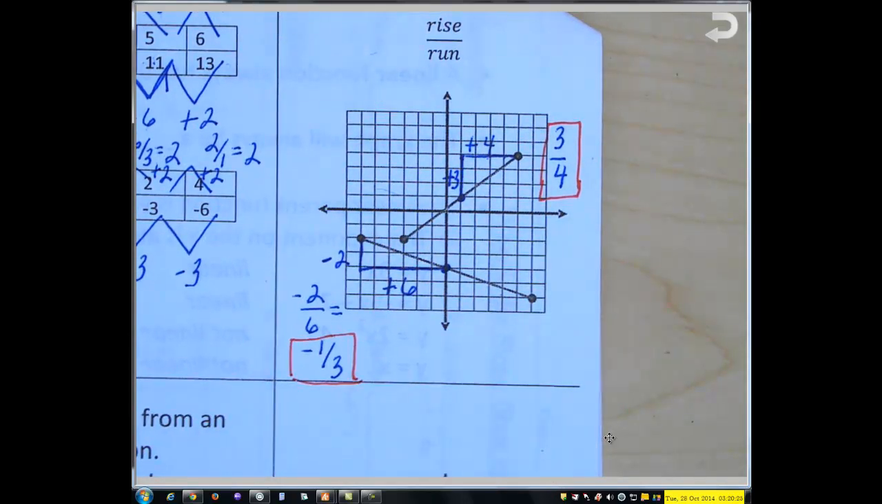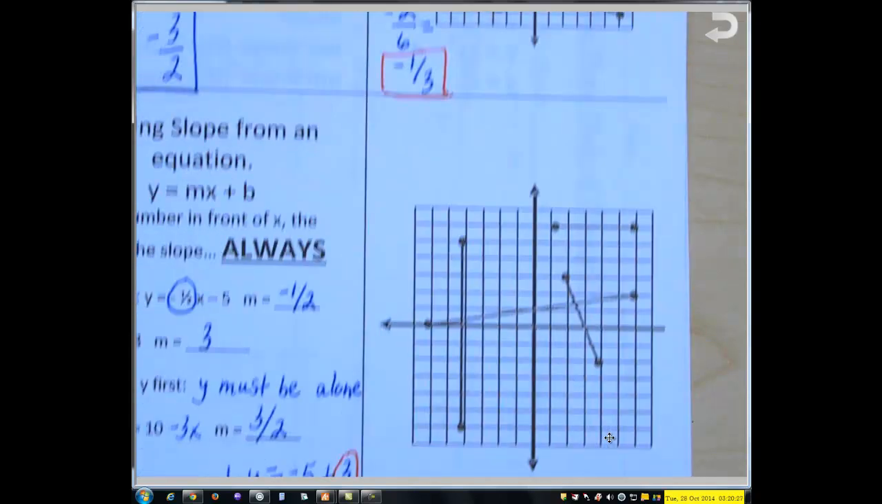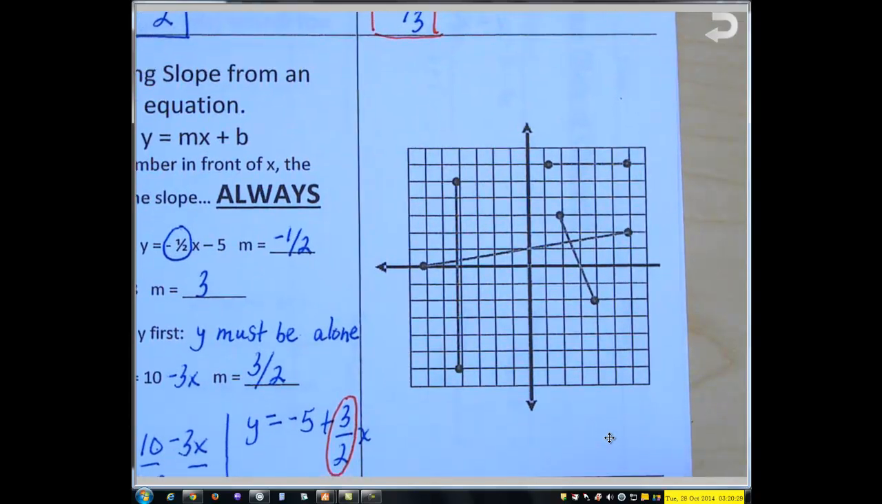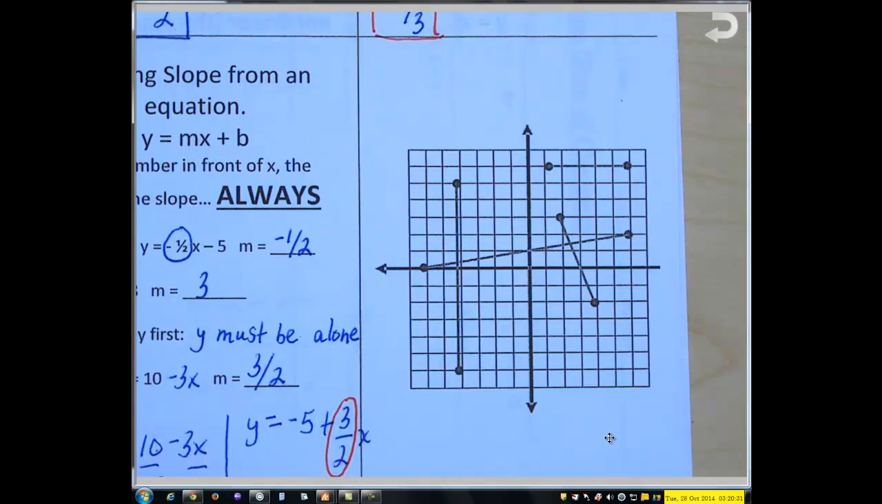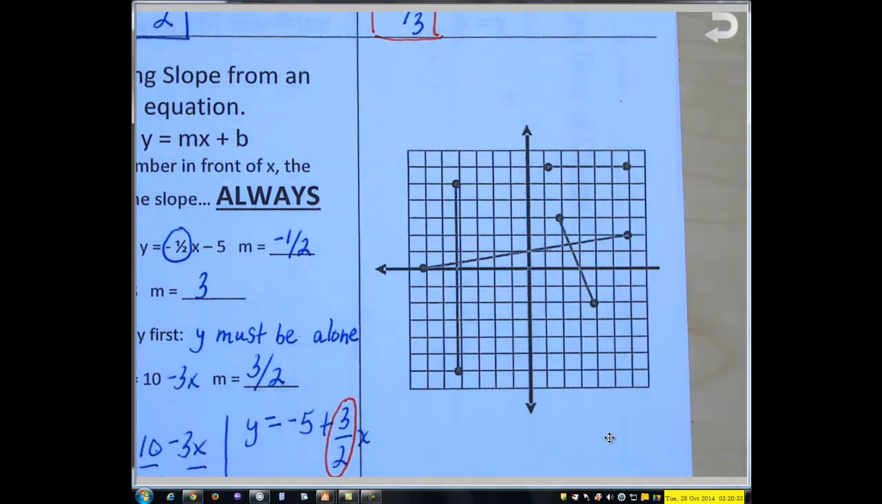Okay, I'm going to have you guys do the next one on your own. Let's start with this line right here. Please count the rise over the run and write your slope, then press play to check your answer.